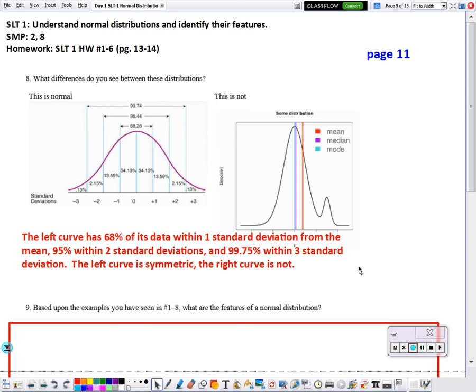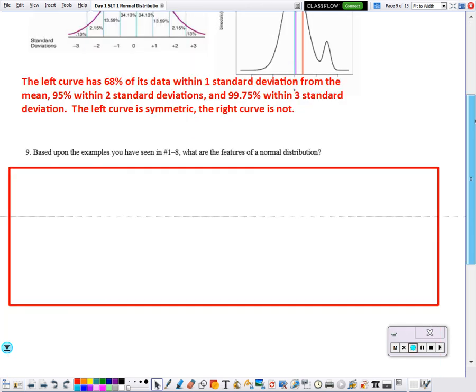So what I'd like you to do is take a moment and, based on what you've seen in these examples, make a list of what are the features of a normal distribution curve. Pause the video if you need more time.